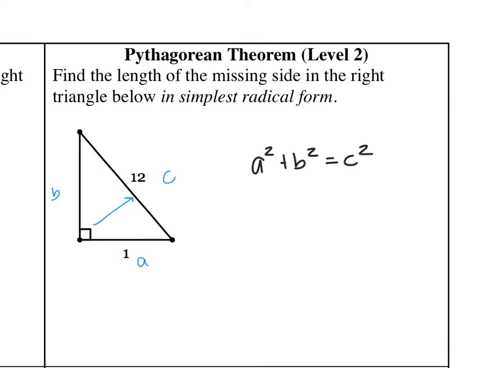I make my known substitutions. I know 1 is a, so 1 squared. I don't know what b is, so I'm just going to do b squared. You can make it an x, it doesn't matter. And then I'm going to do my 12 squared.